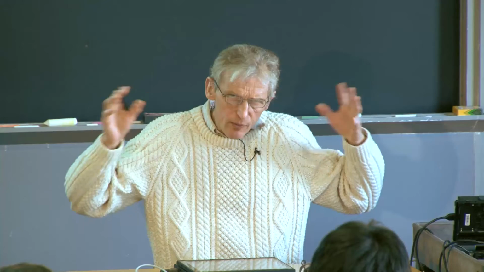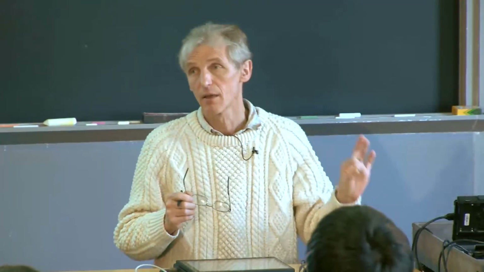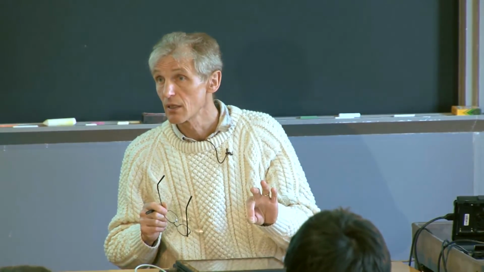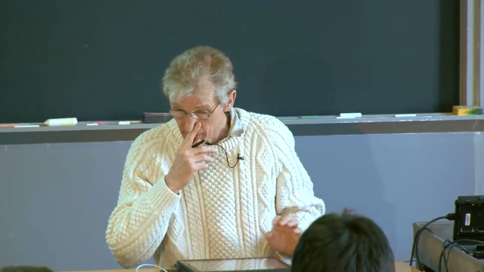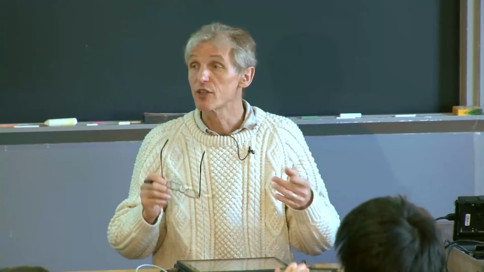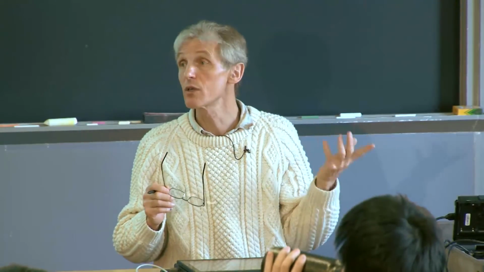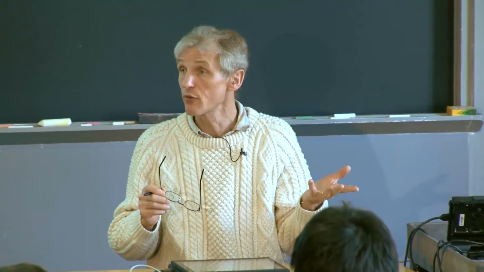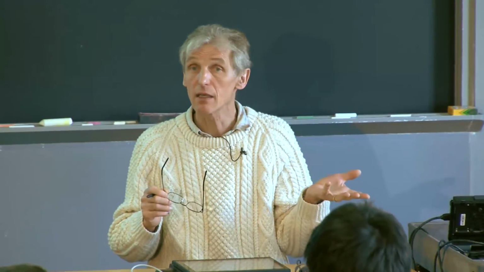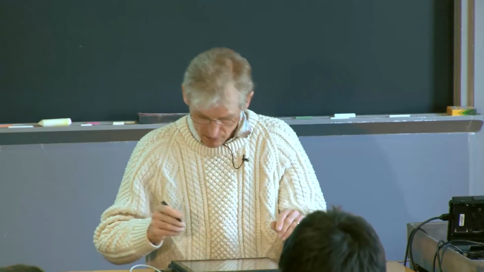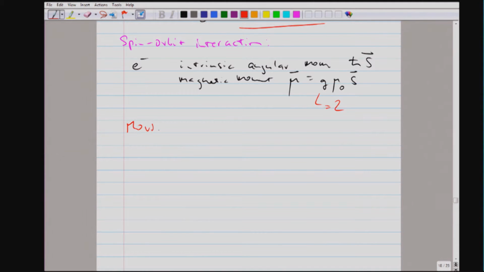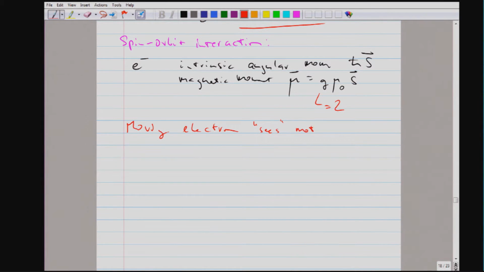Okay, so if we put in by hand that the electron has a spin, and the spin is associated with the magnetic moment, now we have a coupling because an electron which moves in the Coulomb field of the nucleus sees in its moving frame a magnetic field. And this magnetic field couples to the spin. So the moving electron sees a motional magnetic field.